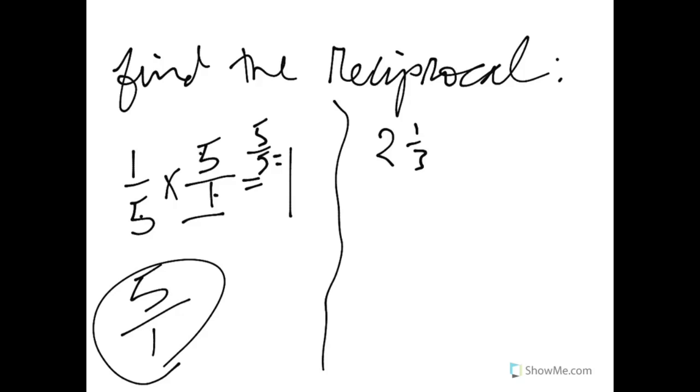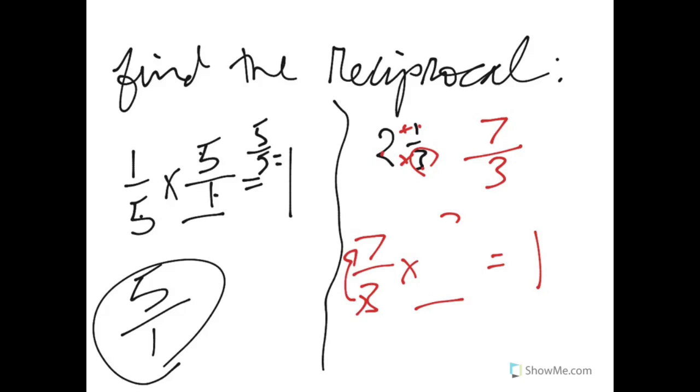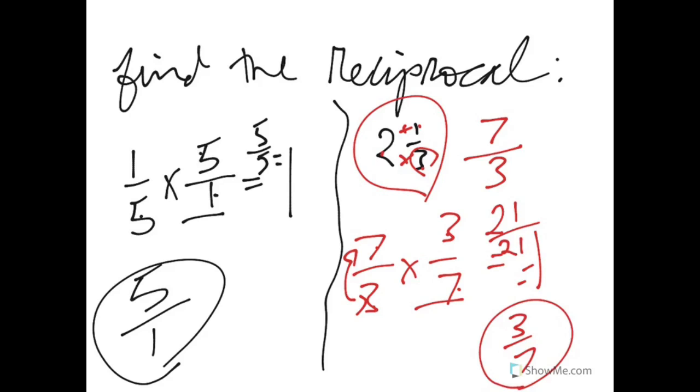Okay, 2 1/3, a mixed number, is a little bit different. Well, we know this very well, that we can multiply and then add, multiply starting with the denominator. 3 times 2 gives us 6, plus 1 gives us 7. The denominator is 3, so that stays the same. So we end up with 7/3. 7/3 times what gives us 1? Well, if we flip it, we end up with 3/7. 7 times 3 is 21, 3 times 7 is also 21. That gives us 1. So the reciprocal of 2 1/3 is actually 3/7.